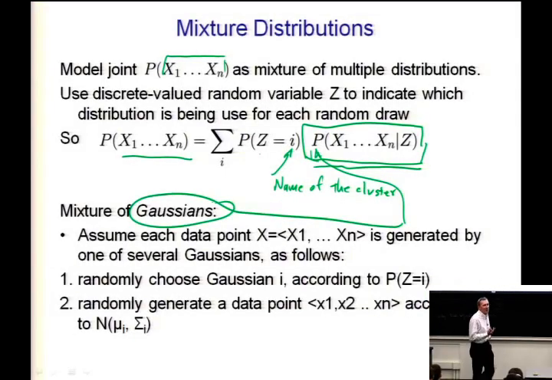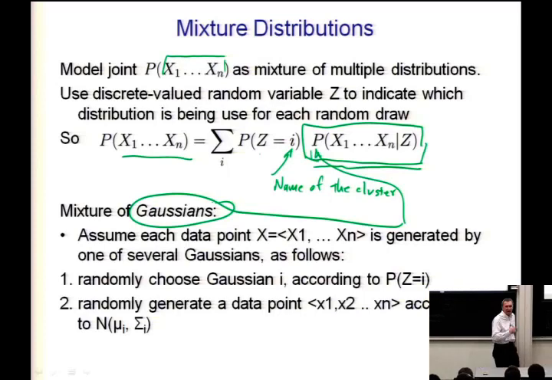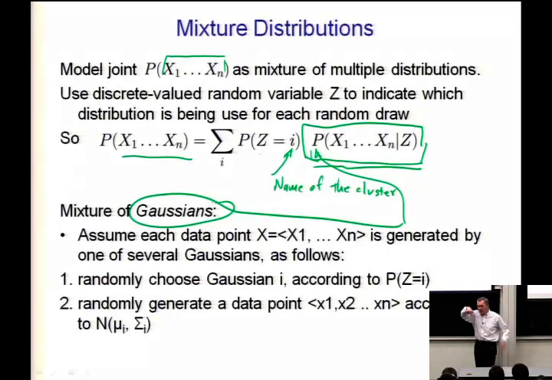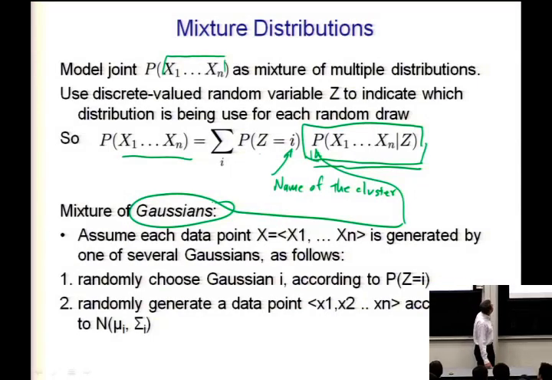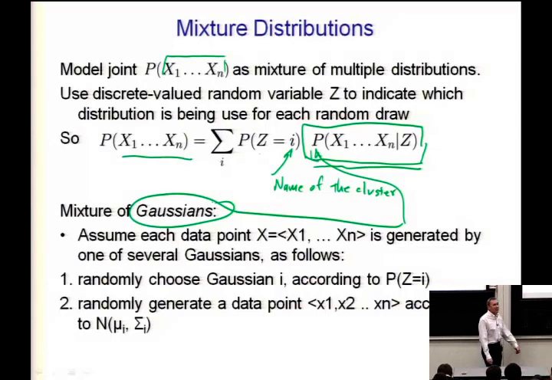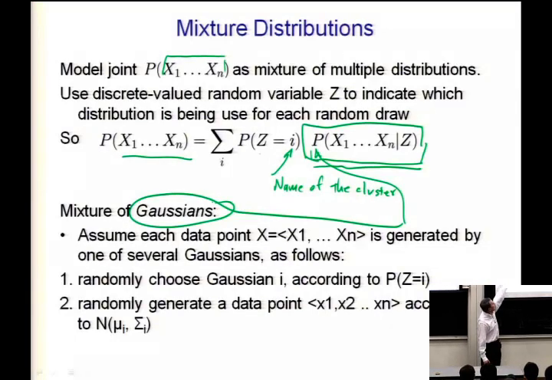Okay, so each cluster will be modeled by some Gaussian distribution. Of course, it'll have its own mean and its own variance. That's what it means to be a different Gaussian distribution. Okay, so then mixture of Gaussians clustering, which is a very common approach, we assume each data point is generated by one of several possible Gaussians, depending on which cluster we assign it to.